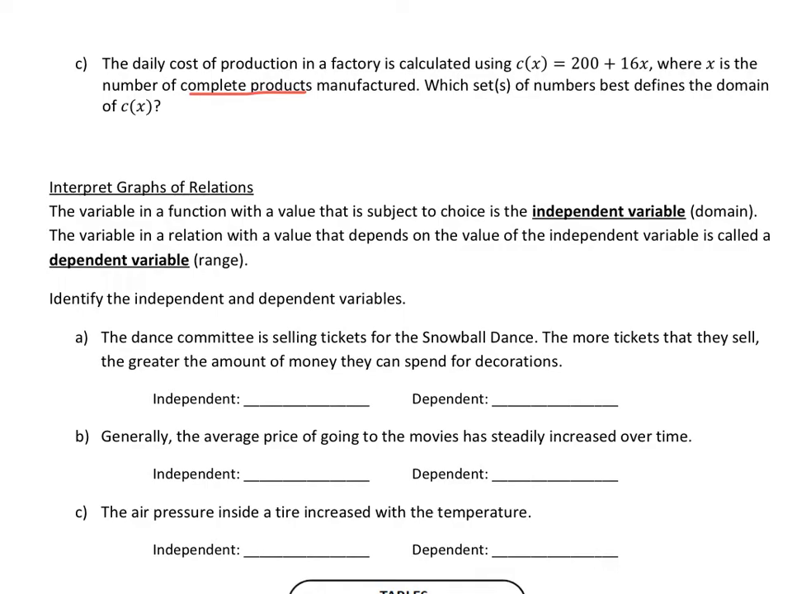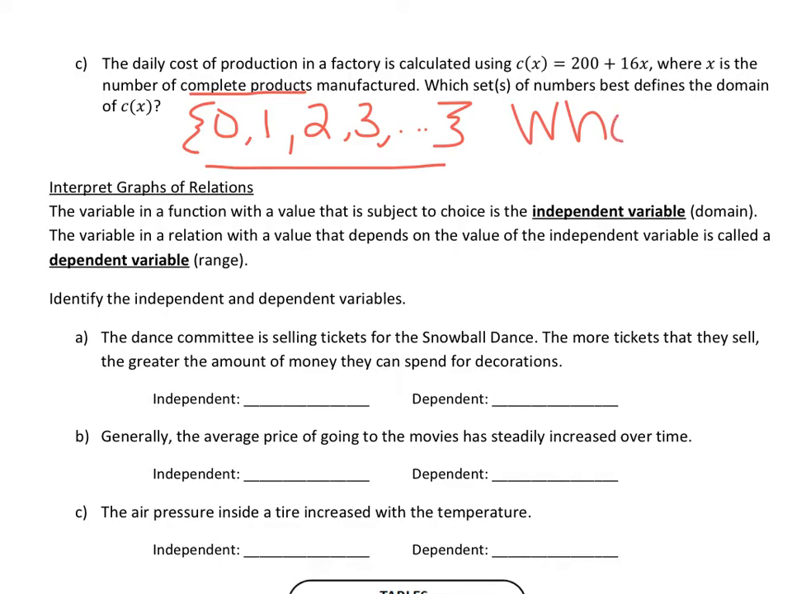Think about what you can have. I could have 0 items. I could have 1 item, 2 items, 3 items, etc. I can't have half of a product. I can't have 3/4 of a product. I can't have 0.7 of a product. I can only have the following numbers. The set of numbers that those belong to are called whole numbers.